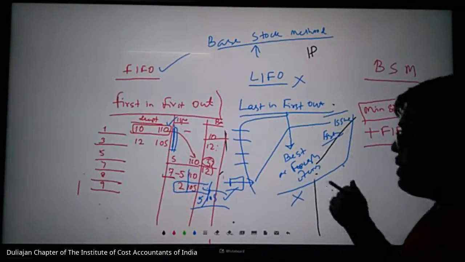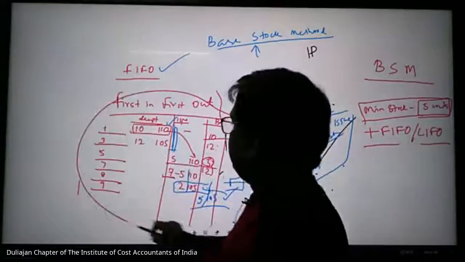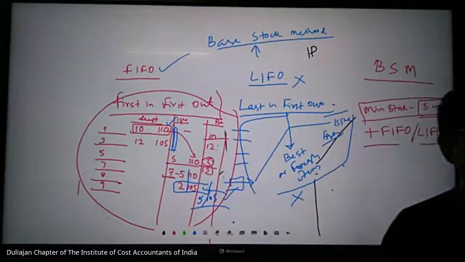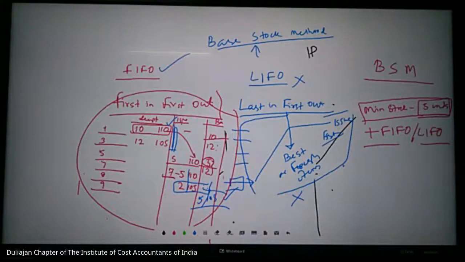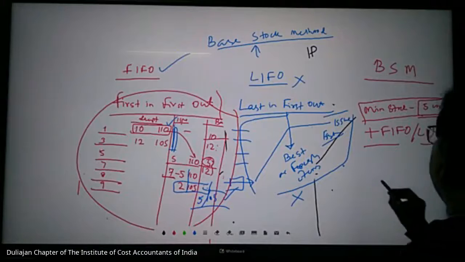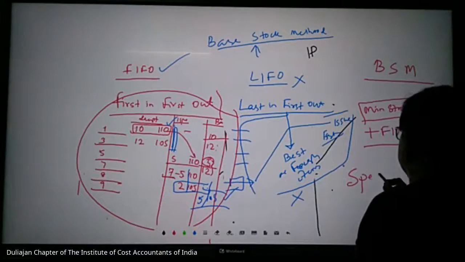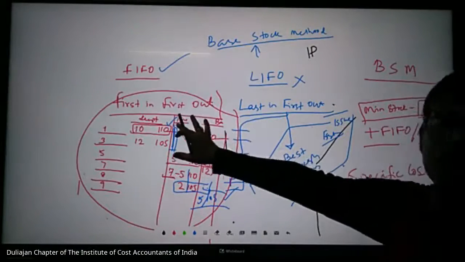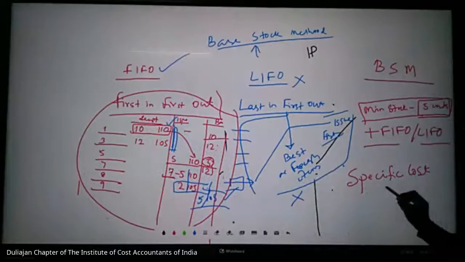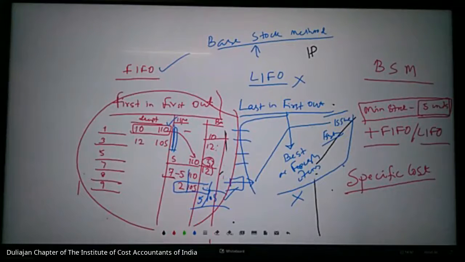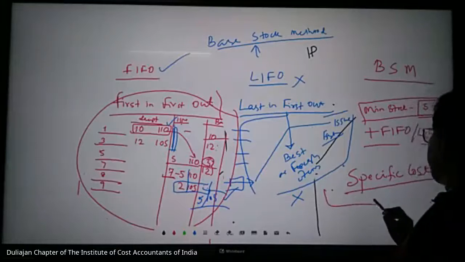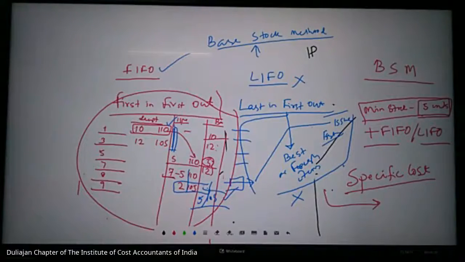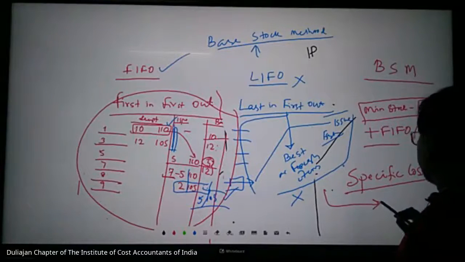Now, sometimes, this is an actual cost method. Sometimes I am not interested in actual cost. I will use a specific cost method. Whatever may be my cost of purchase, I will issue only at a specific cost. Companies also do that. They issue at a differential price, which is not my purchase price, but a specific price which I am keeping for the purpose of issue.